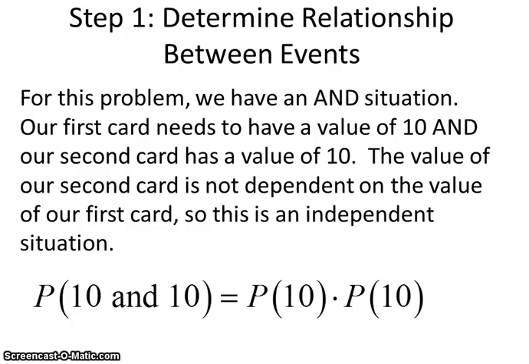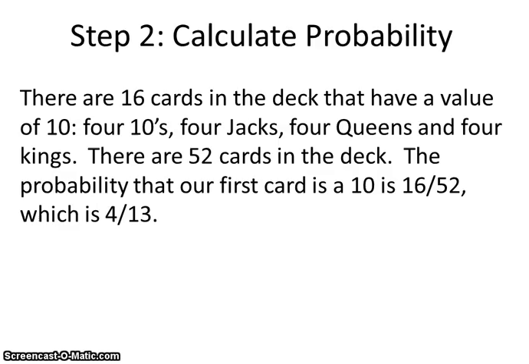So we have an and situation because we need our first card to be a 10 and we need our second card to be a 10. So this is going to be a situation where the value of our second card is not dependent on the value of our first card. So we've got our independent situation. And as always, the probability of a 10 and a 10 is equal to the probability of a 10 for the first card times the probability of a 10 for the second card.